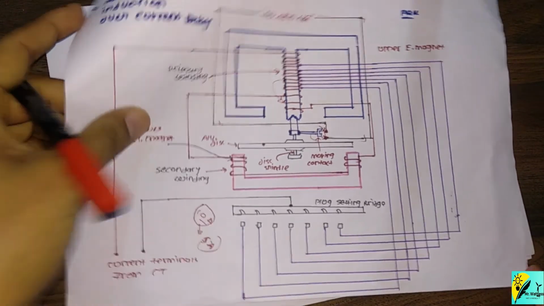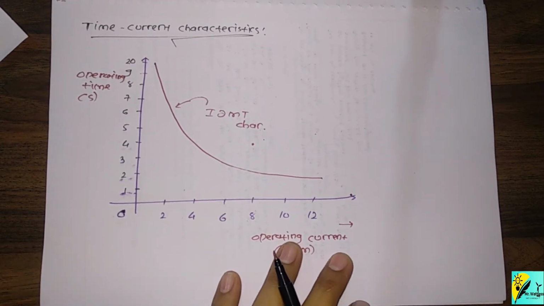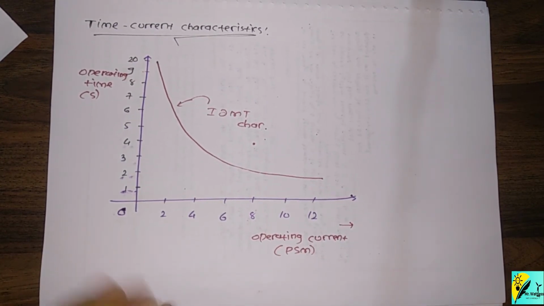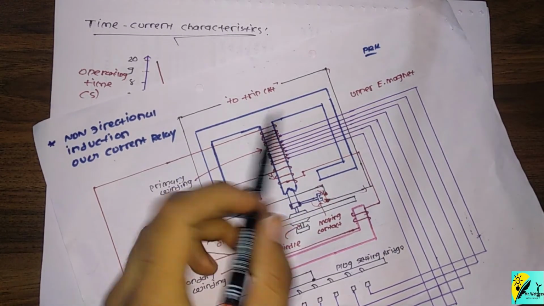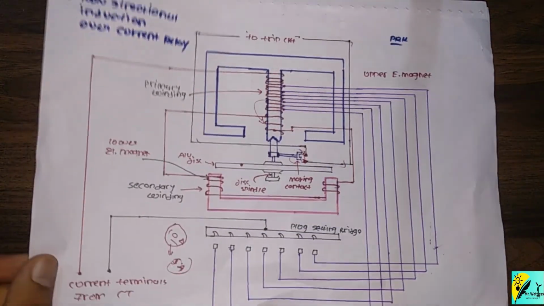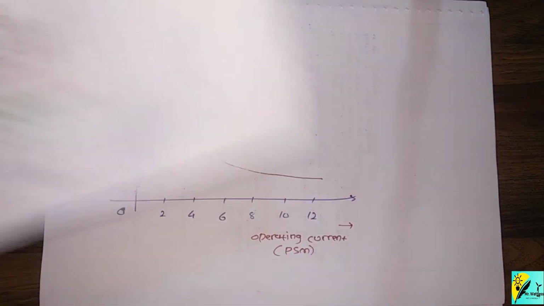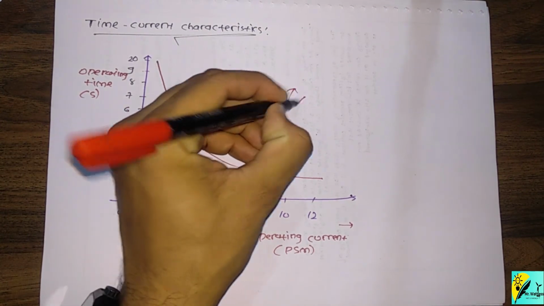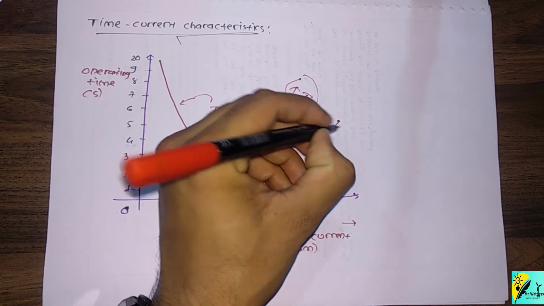Let's move further with the time current characteristics of the relay. So the time required to rotate the disc depends on the torque. Fine. So the torque varies as the current in this primary circuit. So more the torque, lesser is the time required. Hence the relay has inverse time characteristics. If you have more torque, then the relay will take less time to operate.